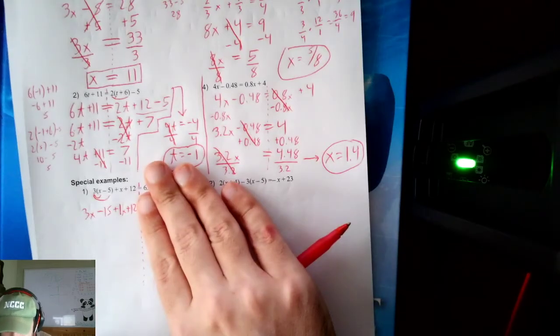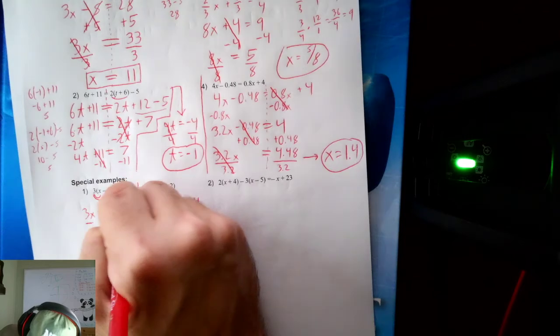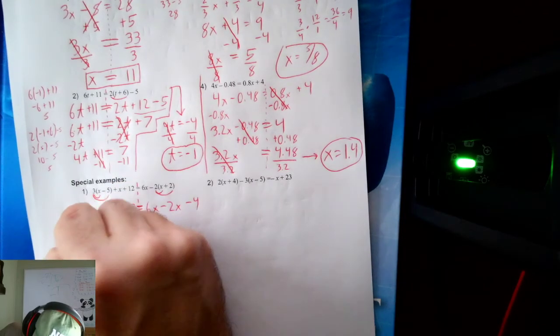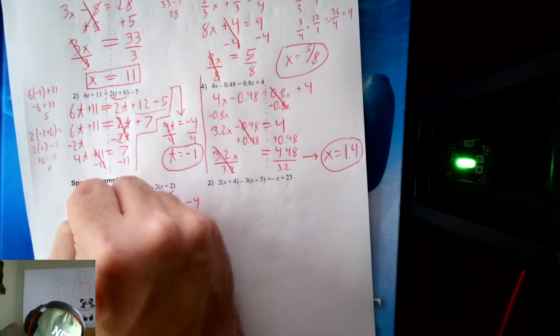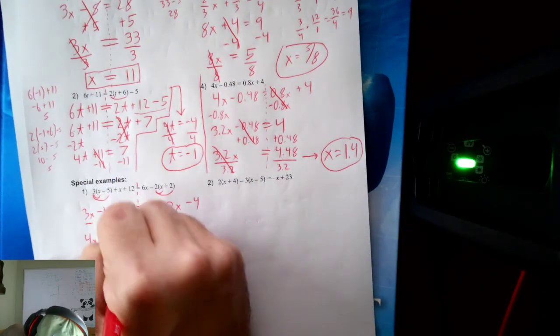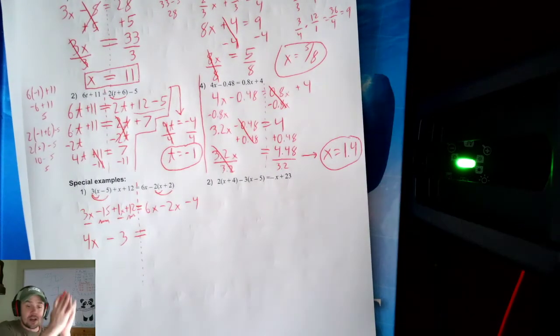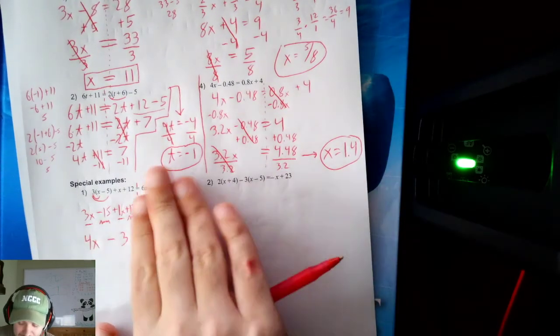If I look at the left side, I've got some like terms here. I've got 3x and 1x. Those combine to be 4x. I've also got negative 15 and positive 12. Those combine to be minus 3, right? I'm cleaning up some like terms before I start moving stuff around. I'm just looking at the left.